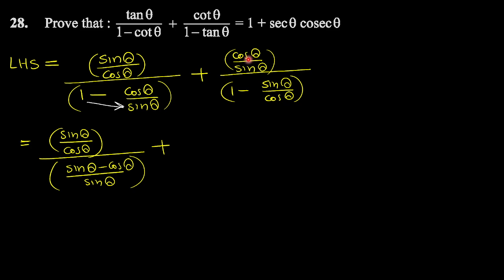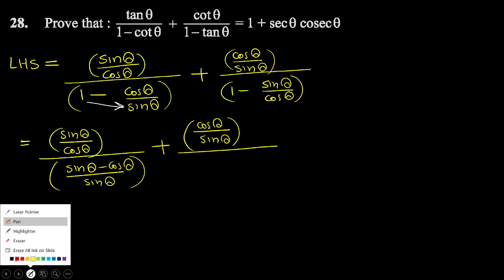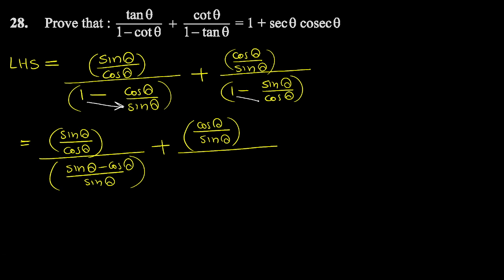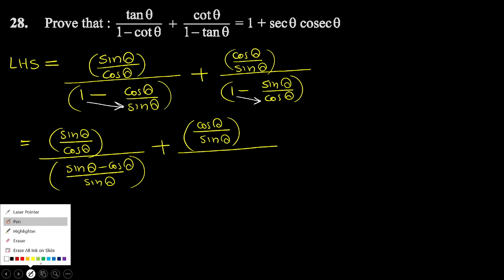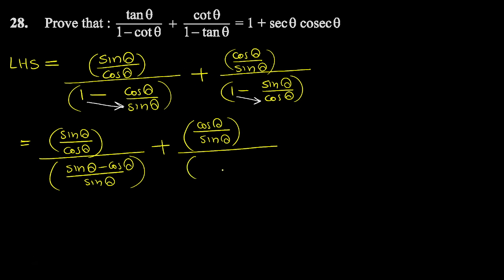Similarly, this one, cos theta by sin theta, all divided by, again do the cross multiplication like this. Cos theta minus sin theta by cos theta, correct? Cos theta minus sin theta by cos theta.